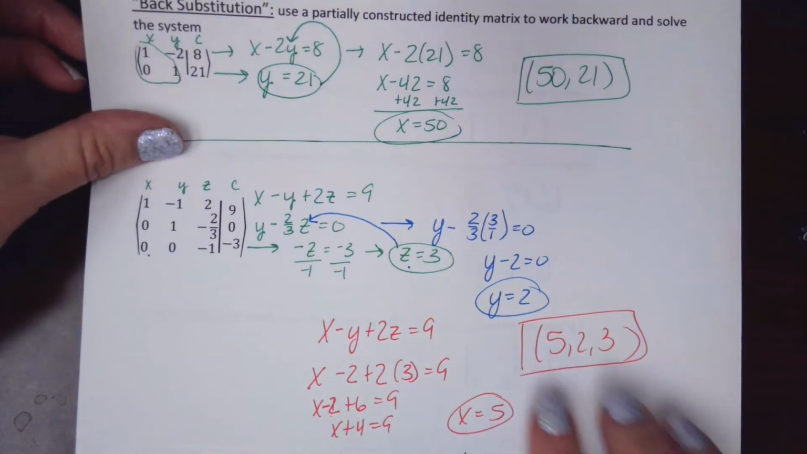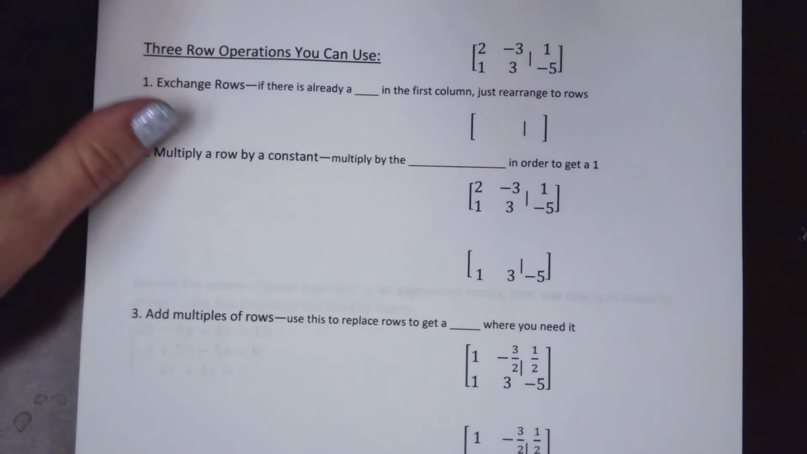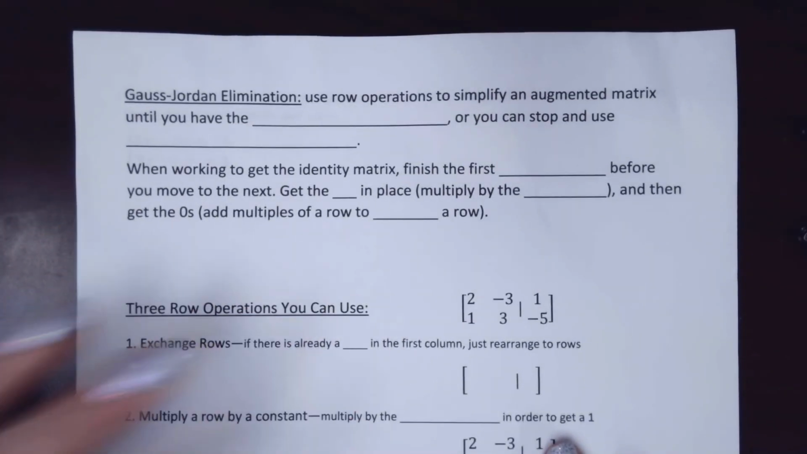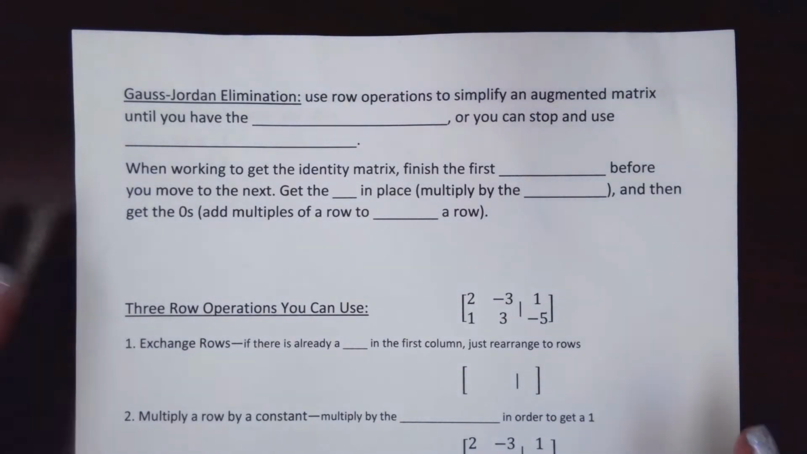Now typically we keep everything in order x, y, z. Pay attention to how your book does it. It may instruct you to do things in a little bit different order, but it's always going to be x and then y.